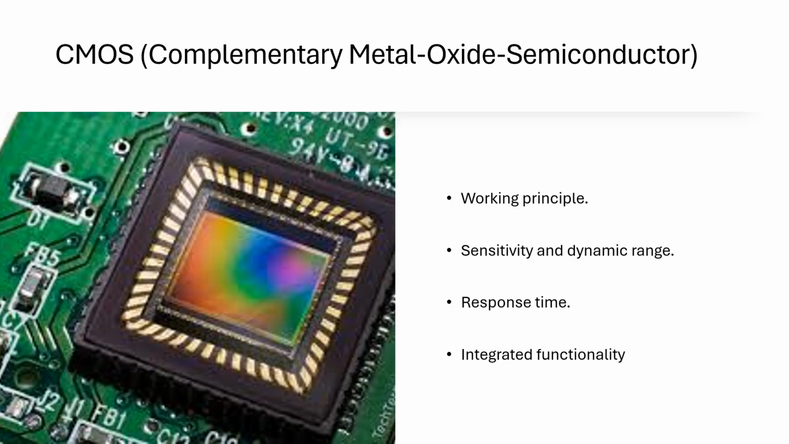So LDR relies on the change in electrical resistance of semiconductor material, whereas CMOS sensors use an array of light-sensitive pixels to capture a digital image or measure light levels. CMOS sensors generally have a wider dynamic range and better sensitivity to light compared to LDRs.